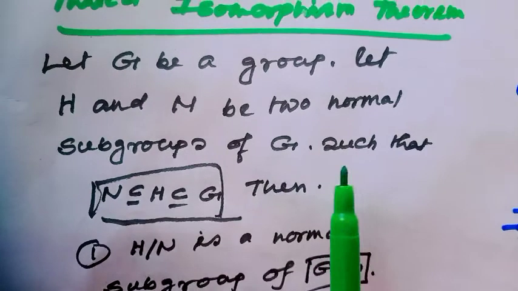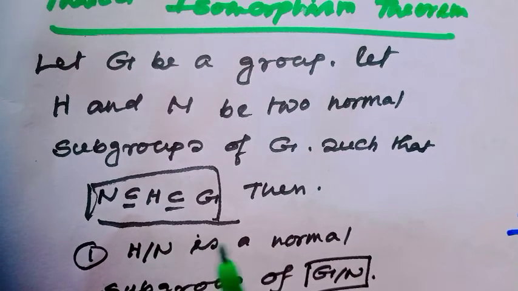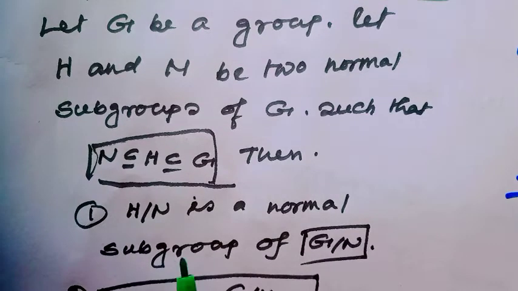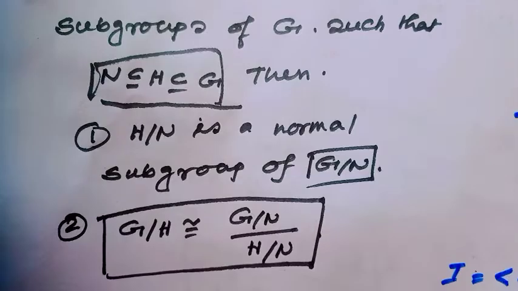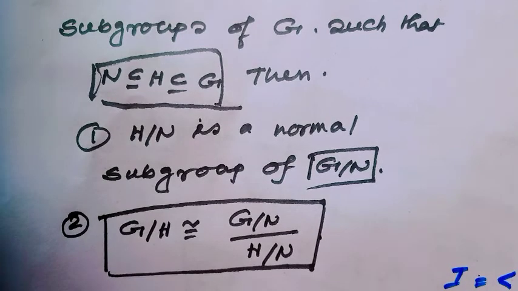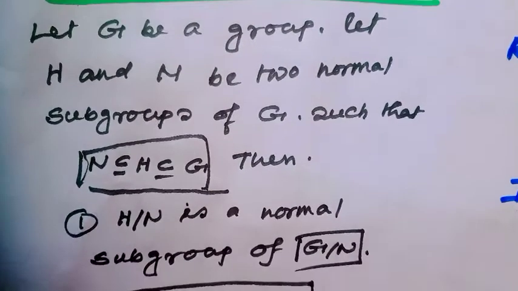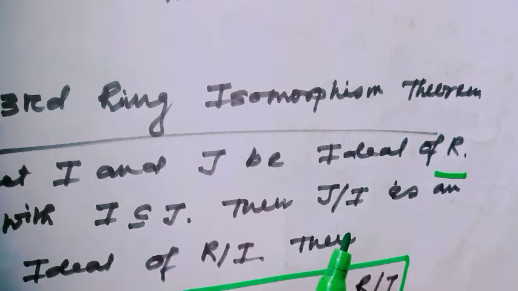Let G be a group and let A and N be two normal subgroups of G such that N contains A and A contains G. Then A modulo N is a normal subgroup of G modulo N. And second, G modulo A is isomorphic to G modulo N quotient A modulo N. Okay, this is the third isomorphism theorem for group theory. The third ring isomorphism theorem is similar to the group isomorphism theorem.